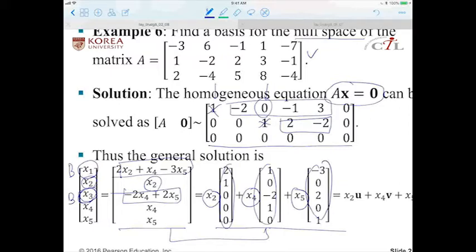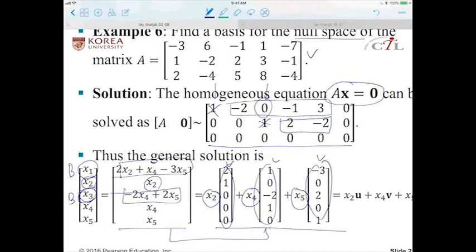Okay, and then suddenly, we can view it as a linear combination of some vectors in order to represent our null space, right? And then, so is it enough? So let me ask the question. So the question is whether it is enough to say these 3 vectors are the basis of our null space.